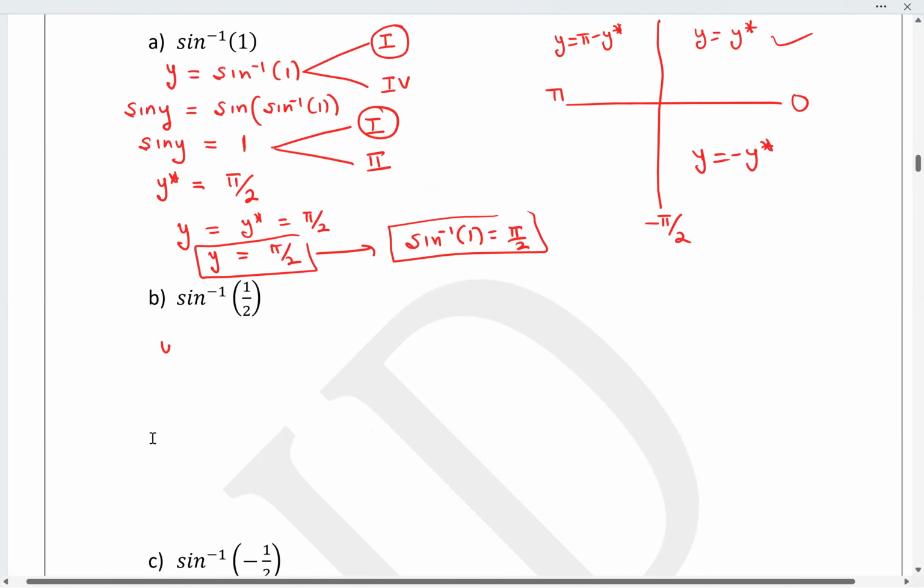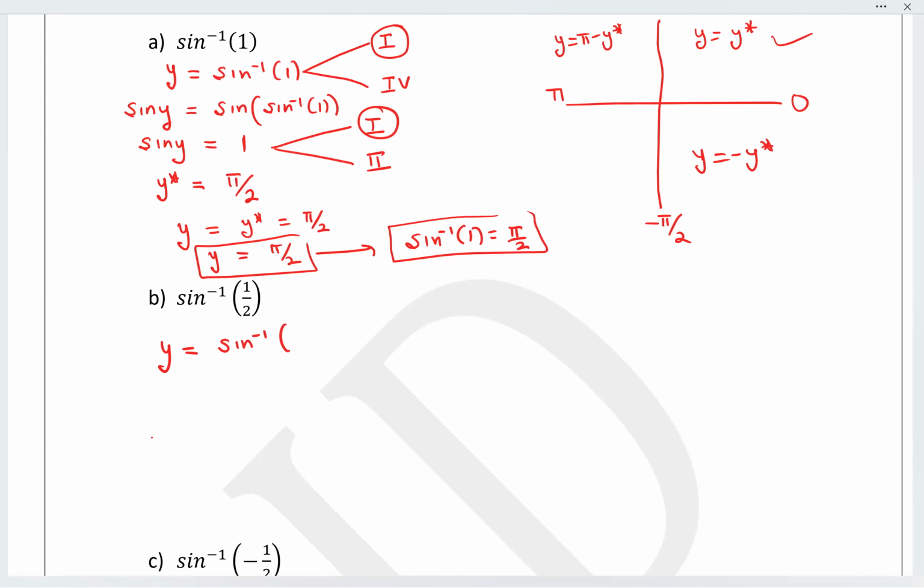Look at b. We will do the same thing. We will take y to be sine inverse of what? Half. Sine inverse can only be in the first or in the what? In the fourth quadrant. So the same way, it means that sine y is going to be what? 1 over 2, right? But sine is positive. It means this is in which quadrant? Sine can be positive only in the first and in the second quadrant.